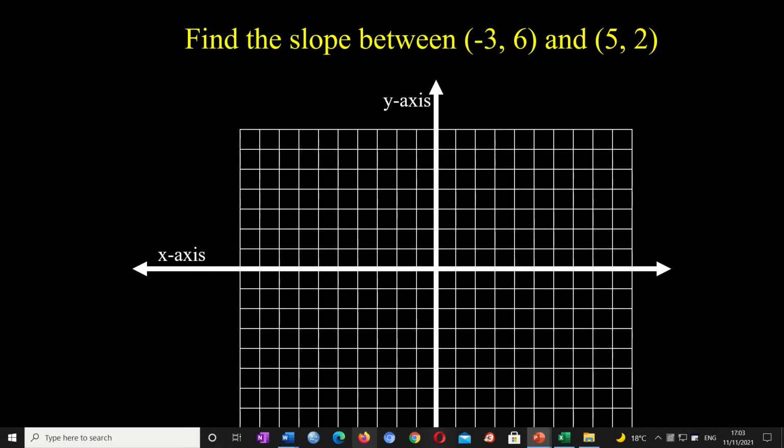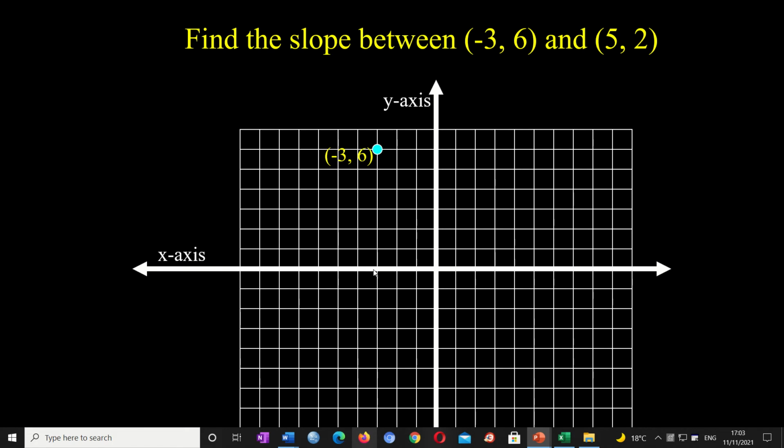Now, this is the y-axis and x-axis. We have 2 points, okay? If we have 2 points, we can draw a line. -3 and 6. Here, this is -3. Why is this -3? Because this part is the negative x-axis and this part is the positive x-axis. So here, this is 1, 2, 3. Okay, this is -3.